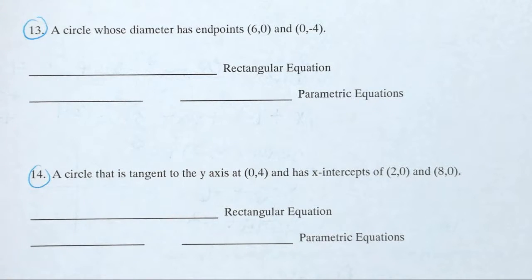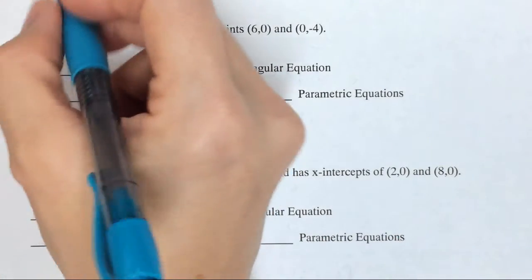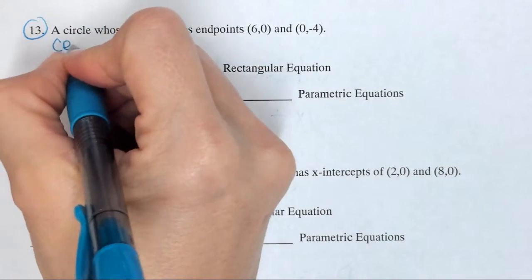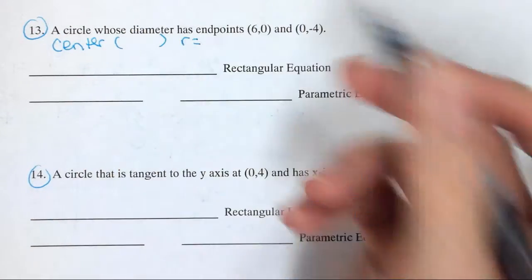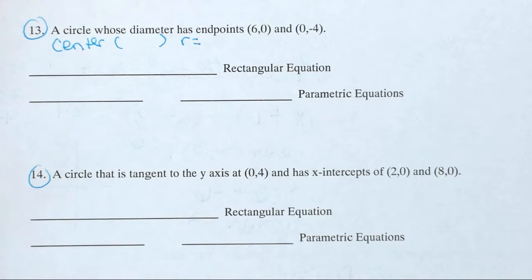Did they give me the center? No. Did they give me the radius? No. You think the radius is just half of the diameter? Ooh, nice. So they kind of gave me the radius because they gave me the diameter. But did they tell me the number of the diameter? They told me the endpoints.